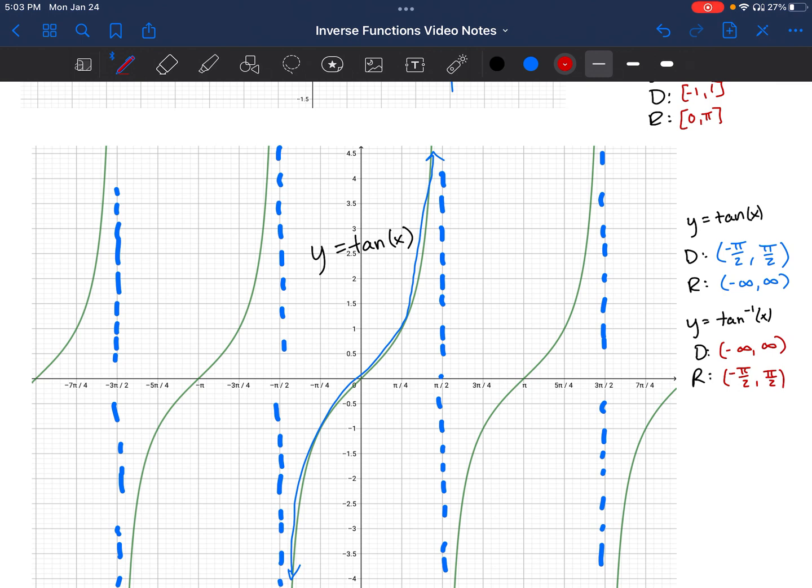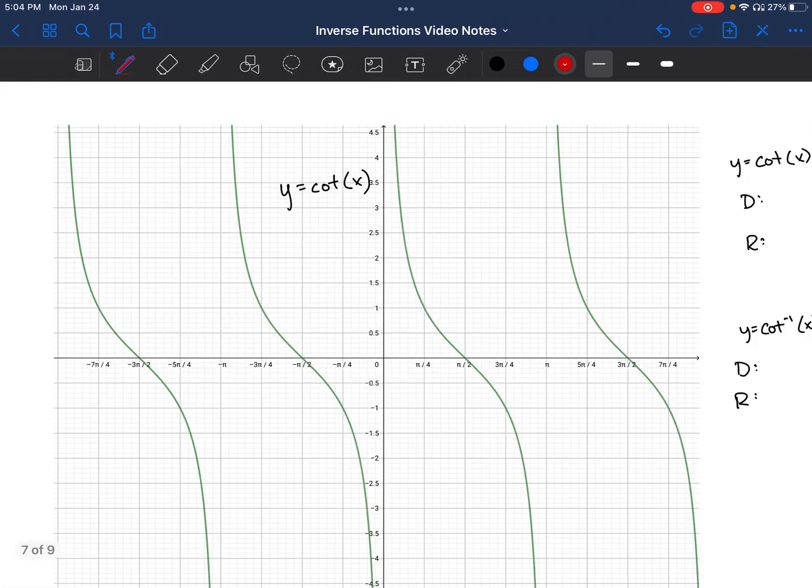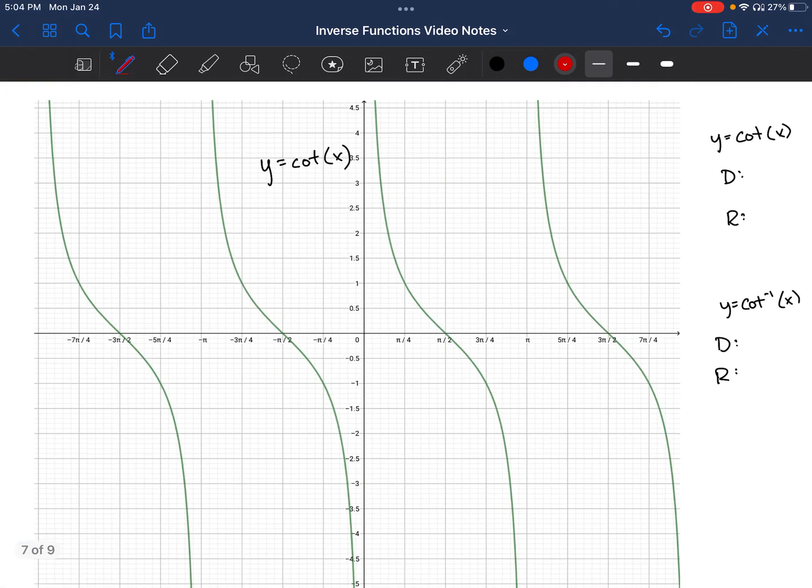Now that I got those three handled, I'm going to go ahead and mention the others. So cotangent is going to be very similar to tangent. It just goes the other direction. So notice it starts at the top and it comes all the way down on the other side. It still has these vertical asymptotes. They're just no longer in the same place. They moved over a little bit.